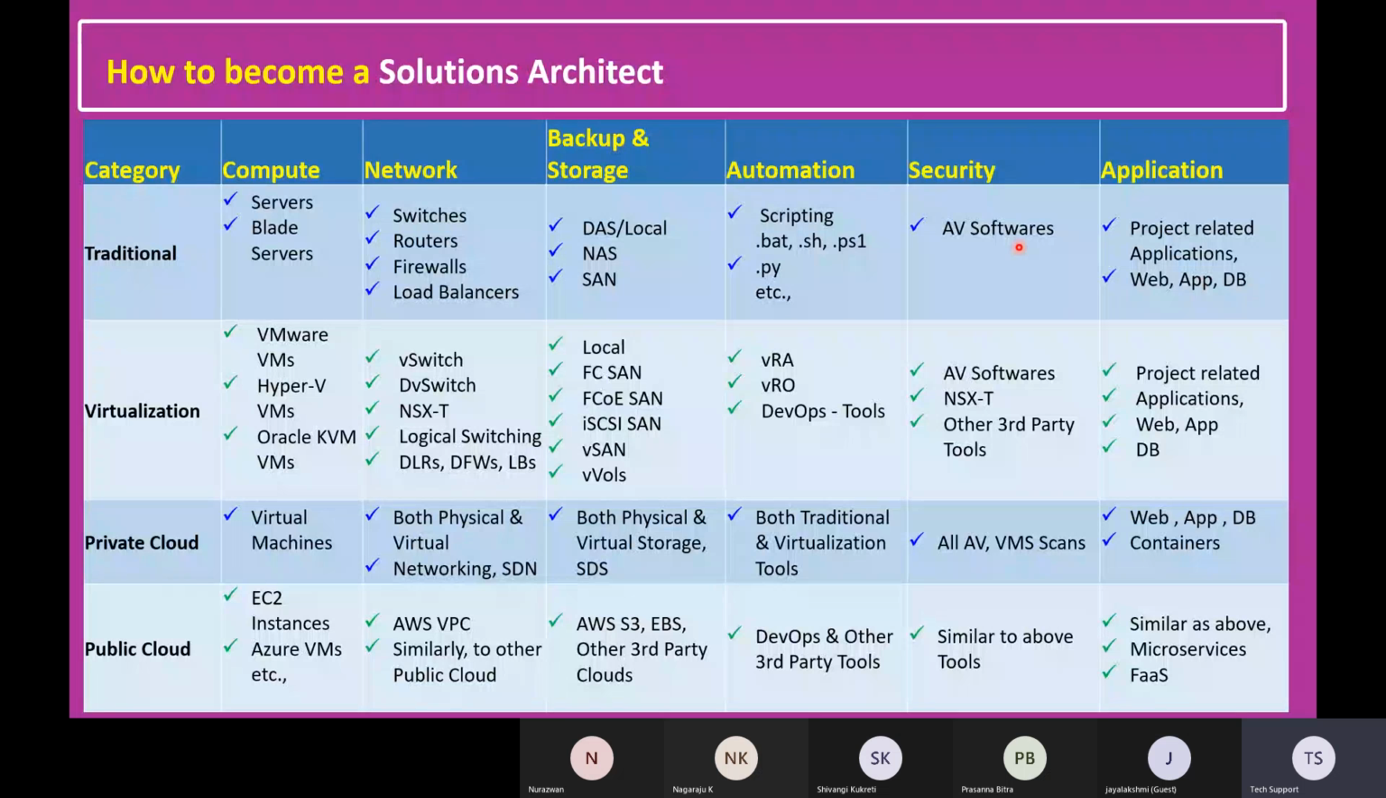Okay, and coming to virtualization. In virtualization, we have VMware virtual machines, Hyper-V virtual machines, and Oracle KVM virtual machines. We can use any virtual machine depending on customer requirements, but in the current market, the most popular server virtualization vendor is vSphere. VMware virtual machine is the most popular. And coming to network, we have VMware-level vSwitch, DV switch, and the advanced network concept is NSX-T. Within NSX-T, we get logical switching, DLR, DFW, and LBs. And for virtual storage, we have local, FC SAN, FCoE, iSCSI, vSAN, and vVols.